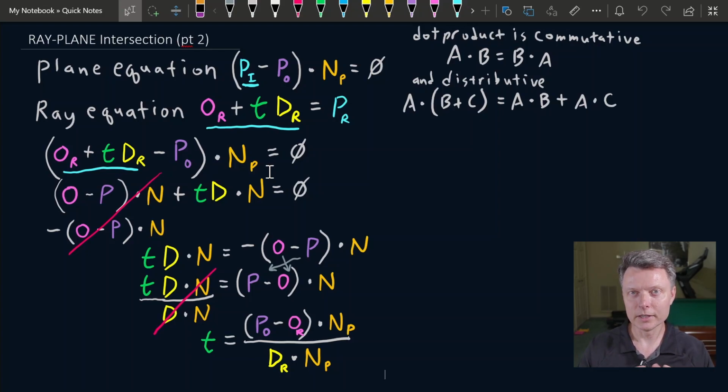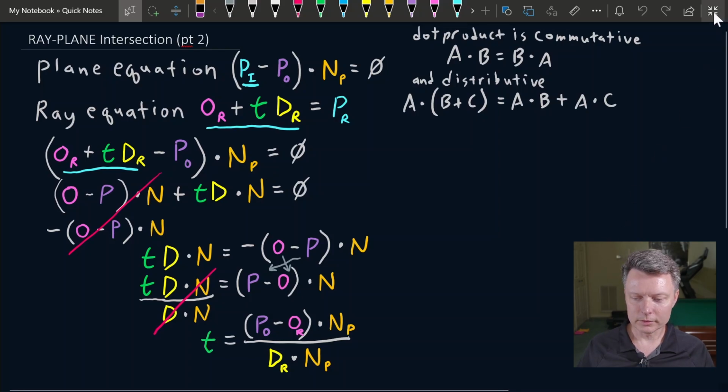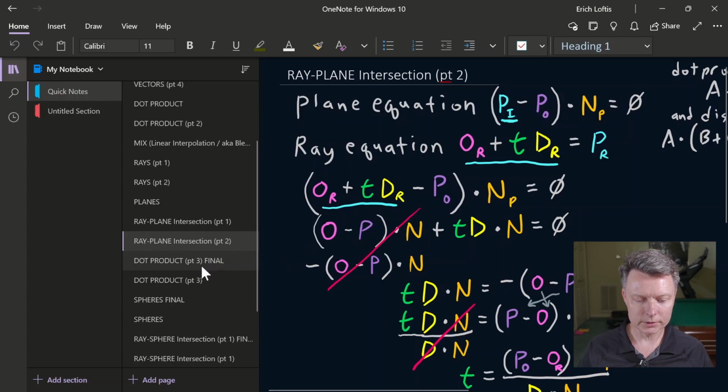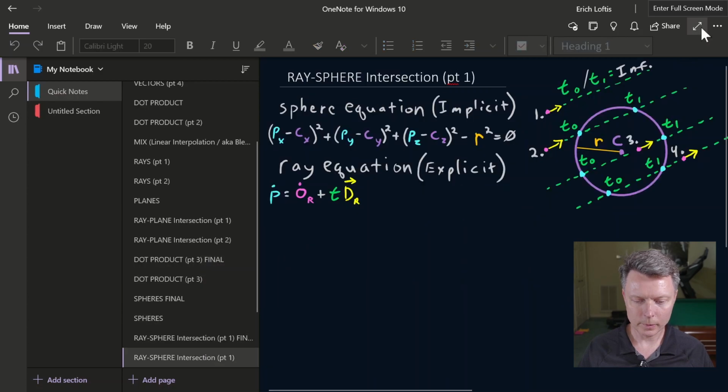It's going to be very similar in our sphere case, now that we have an implicit equation for the sphere, but an explicit equation for the ray. We're simply going to take the ray equation and plug it into the sphere equation, and then isolate t as much as we can and solve for t. And if we get back valid t values, like positive numbers greater than 0, then we'll know if we hit the sphere or not. So let's go now to the ray sphere intersection part 1.